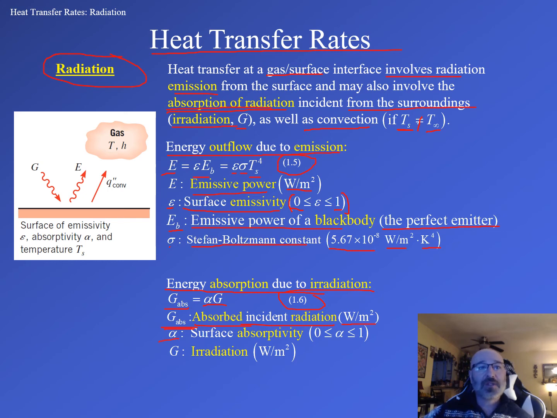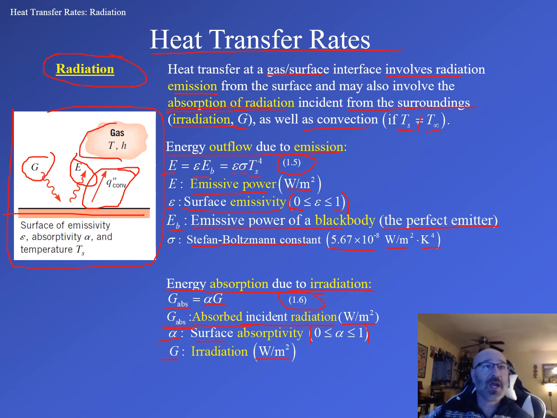Our alpha is our surface absorptivity, which is, again, still between 0 and 1. And G is our irradiation in units of watts per meter squared. So we can take a look up here at our diagram. There's our surface right there. There's our heat flux. We can see our E value for our emissive power, and our G value for irradiation.